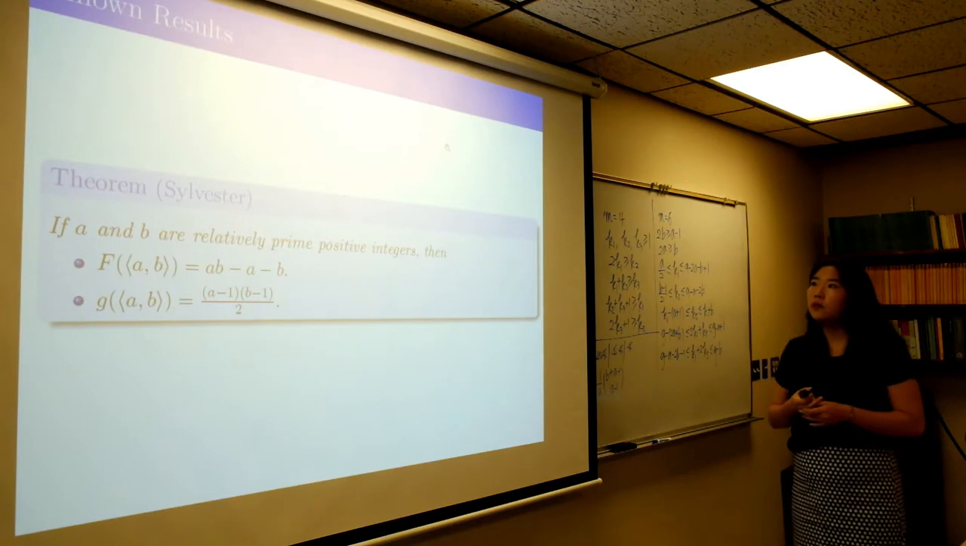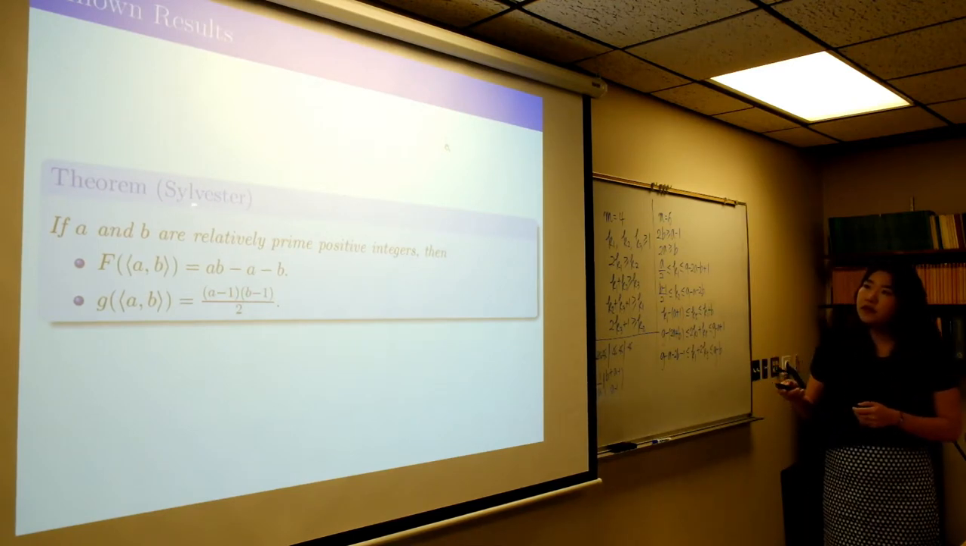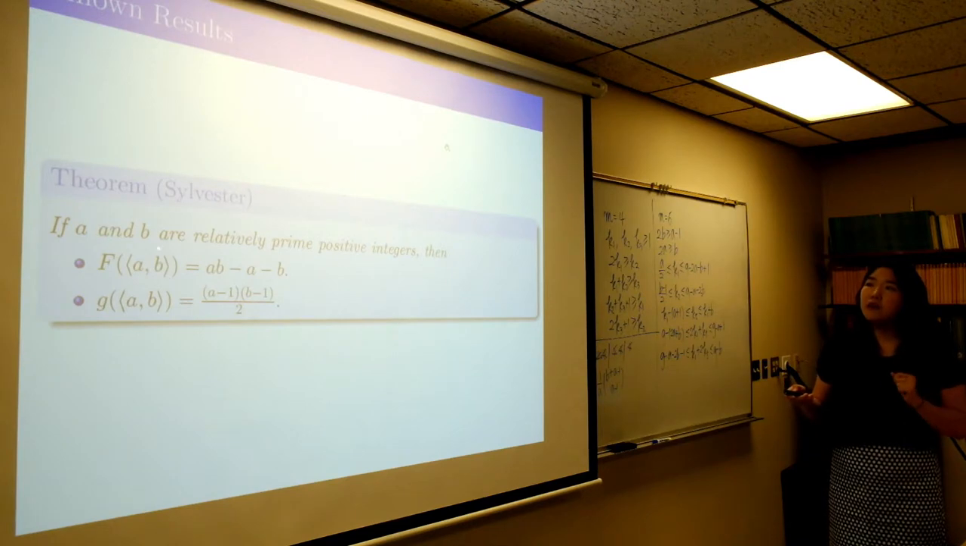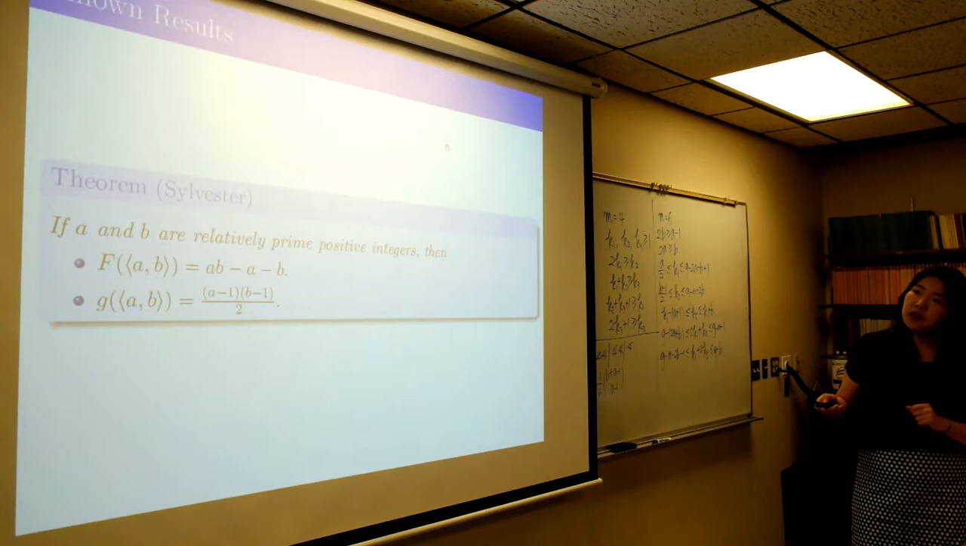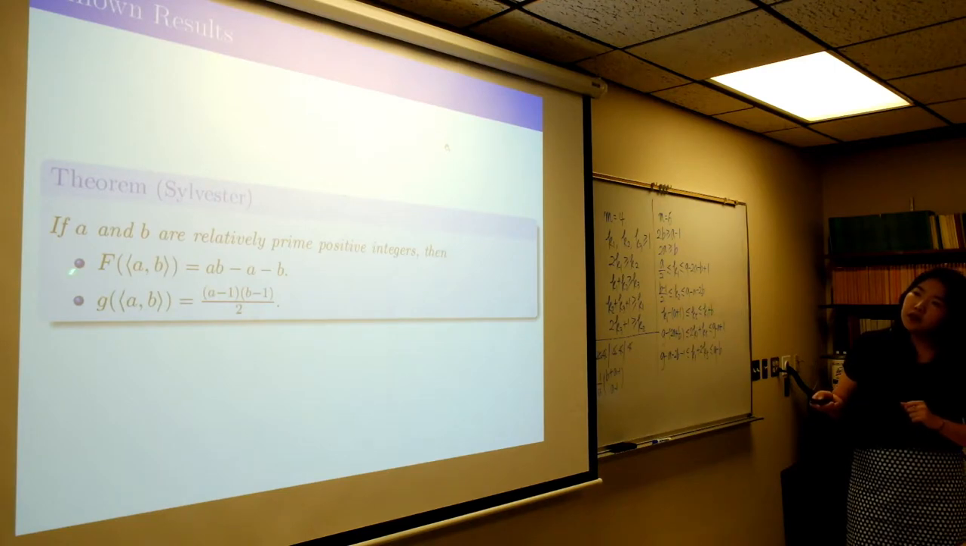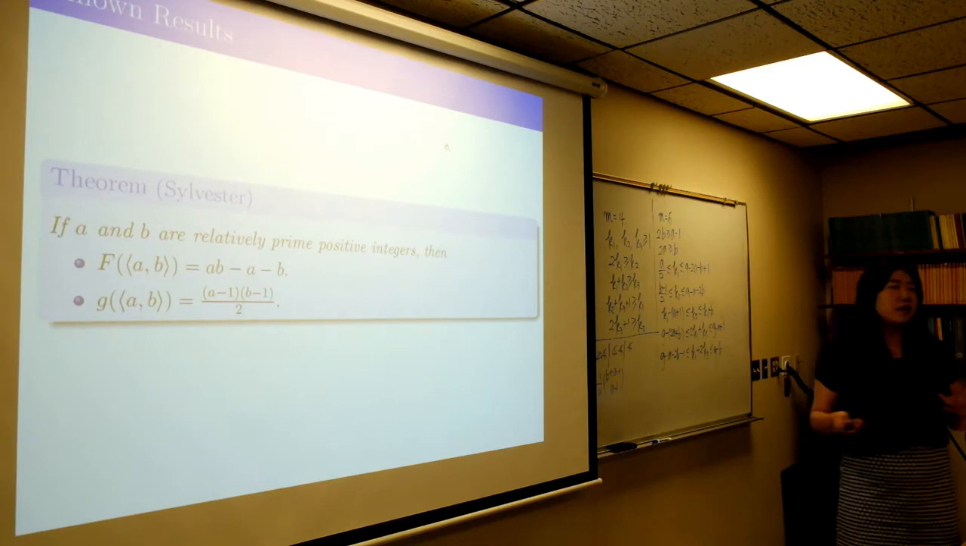And what's known about them is from Sylvester: if a and b are relatively prime positive integers, then we can compute the Frobenius number and genus of the numerical semigroup generated by a and b.